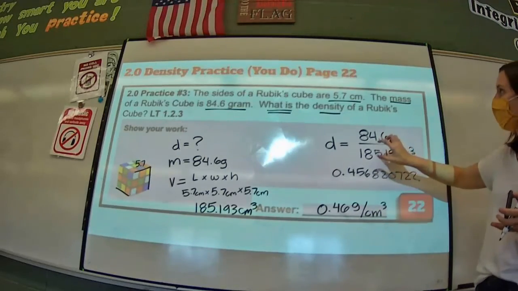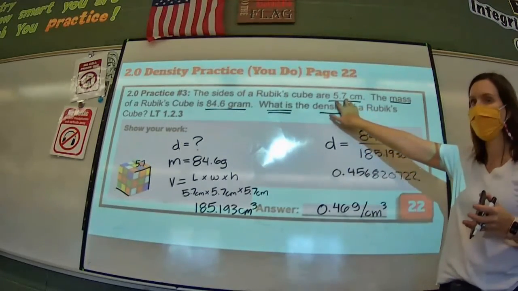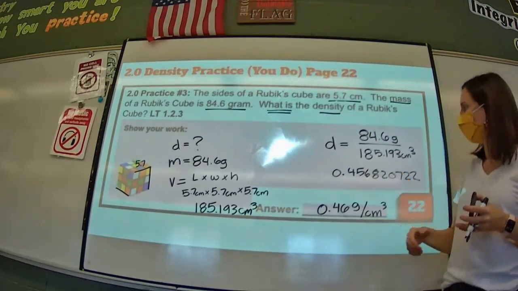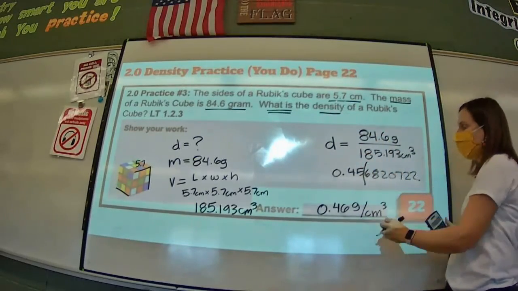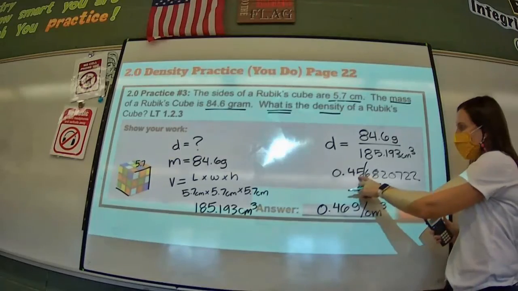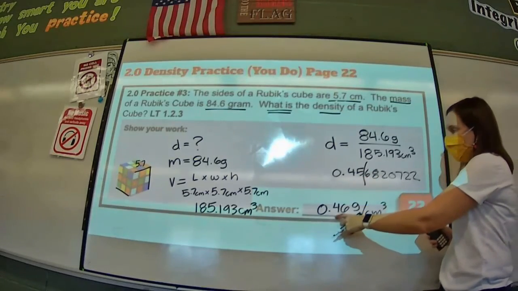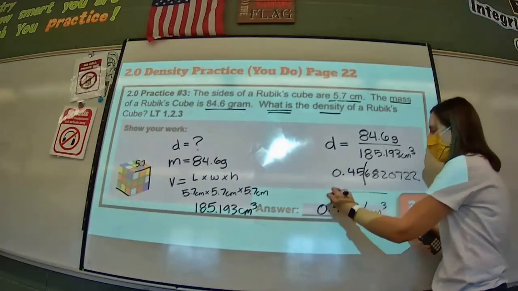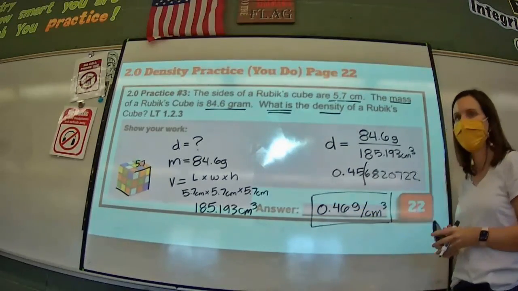Actually, what we should look for is what is our fewest number of significant figures. So my original measurement of 5.7, that's 2 significant figures. So I'm going to cut my answer off right there after the 5. The 6 rounds the 5 up to a 6. So we get 0.46 grams per centimeter cubed as my final answer. There you go.